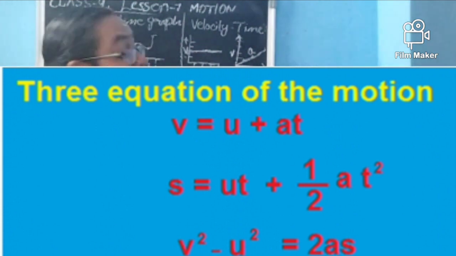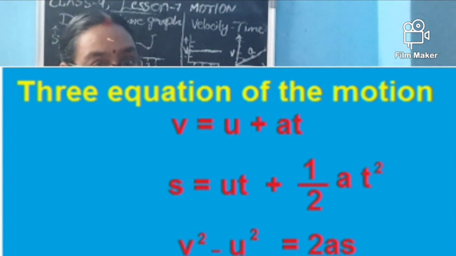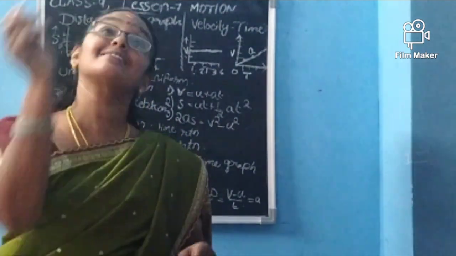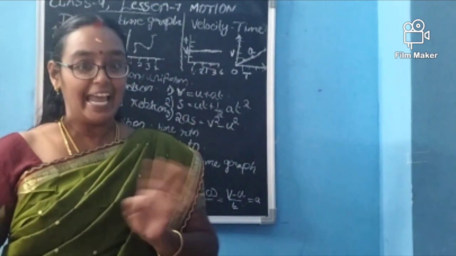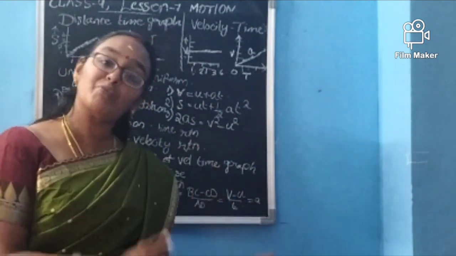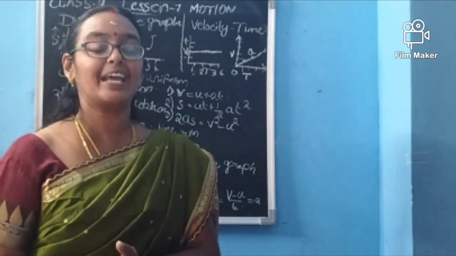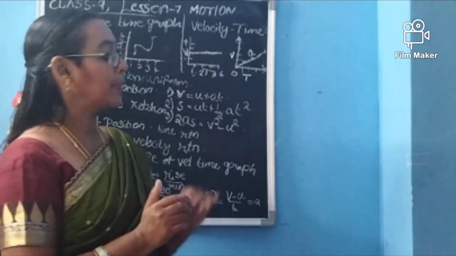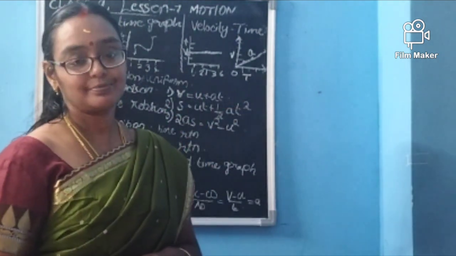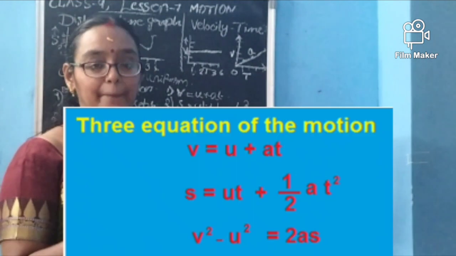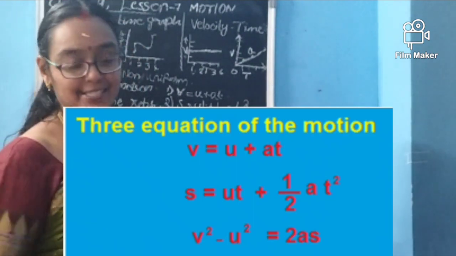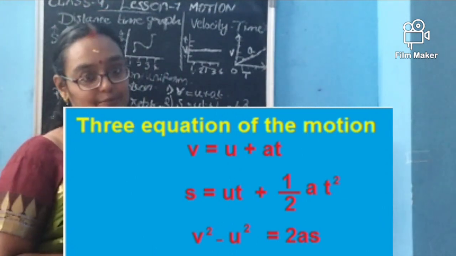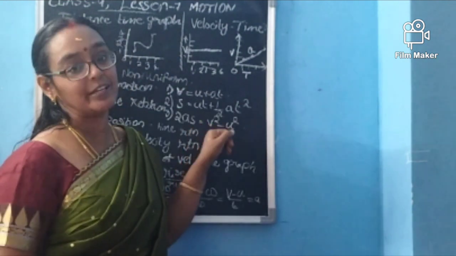And the second equation: S is equal to... what is S here? Is it speed? No, S is distance or displacement. In the case of vector quantity, here we will talk mainly about displacement. So displacement is equal to Ut plus half AT square. You should know that. And the third one is 2AS is equal to V square minus U square.